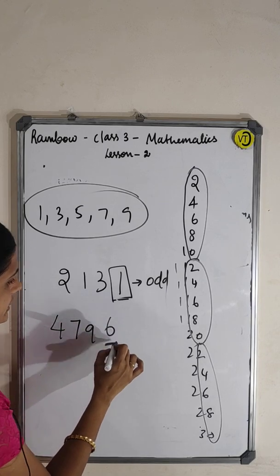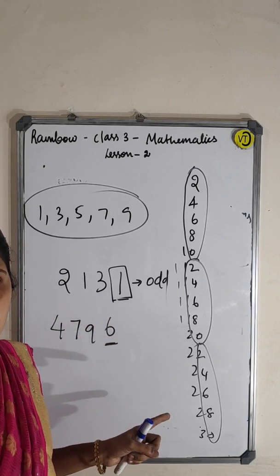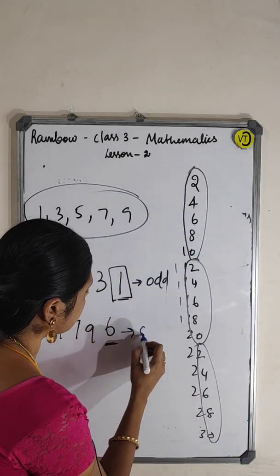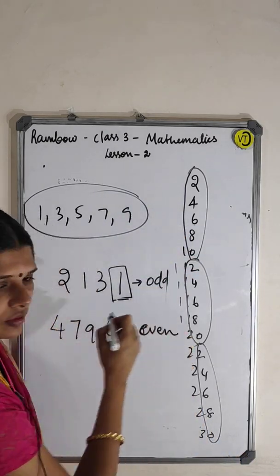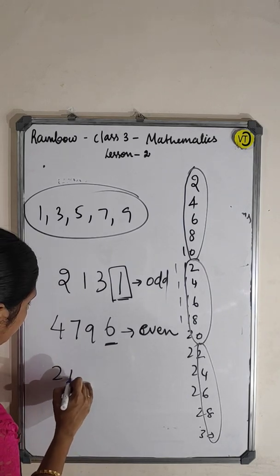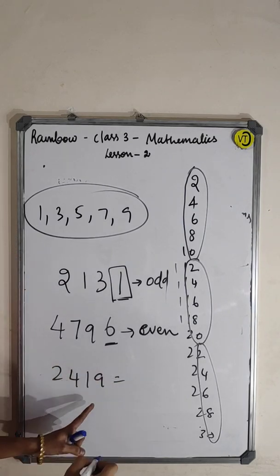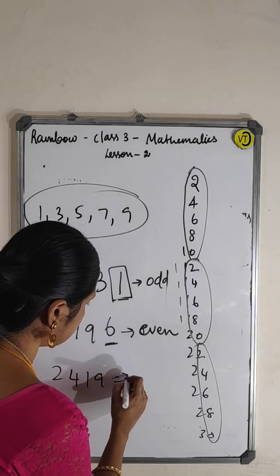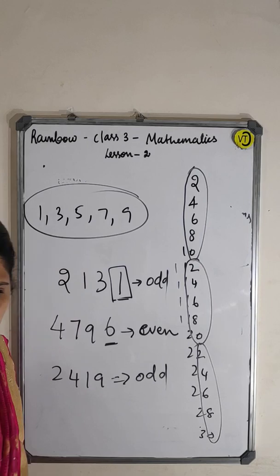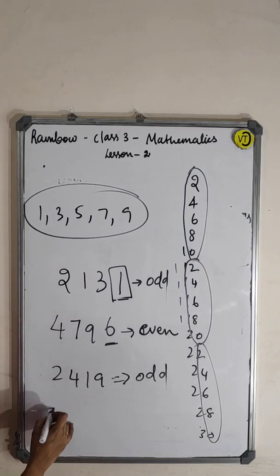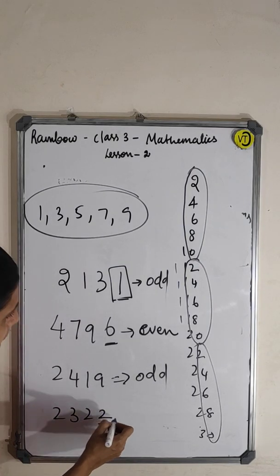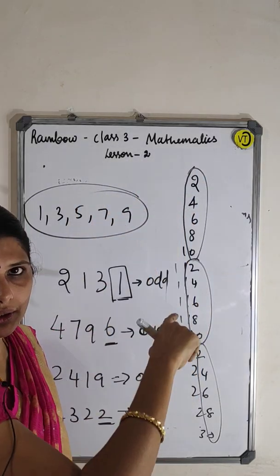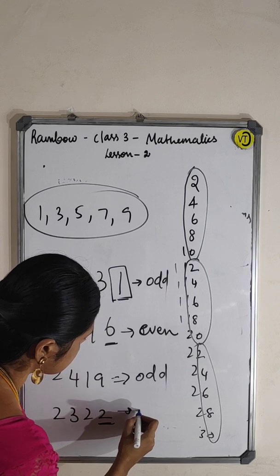4796. The last digit is 6. It is in the group of 0, 2, 4, 6, 8. It is in the 2 table. It is coming here. It is an even number. One more number. 2419. Tell me. Last digit is 9. So this is, what is that? Odd number. Then last number I am telling you, 2322. The last number is 2. So 24680, the last number, if it is coming, then it is an even number.